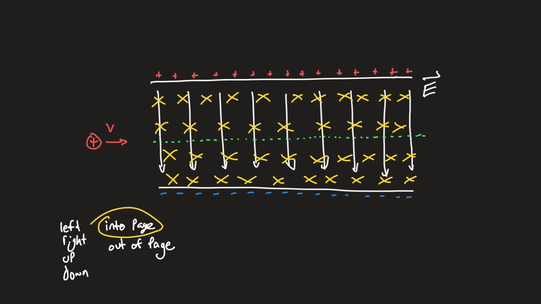All right, so hopefully you got it. It's into the page. And the reason is because we need to have a force that pushes up from the magnetic force, which is going to be balancing out with the force from the electric field here. So those two will balance on the particle.